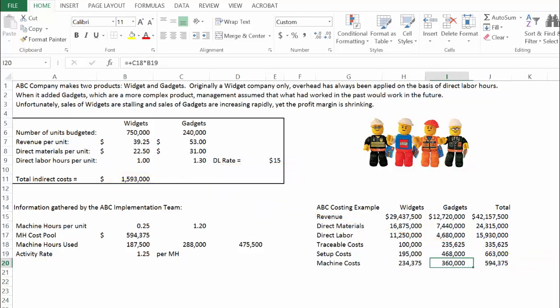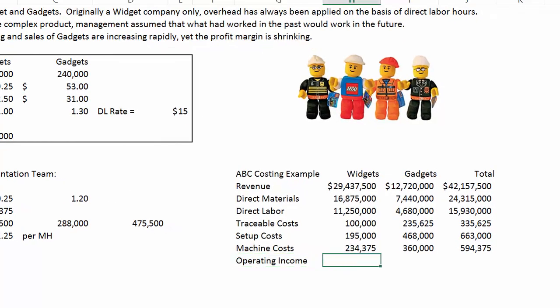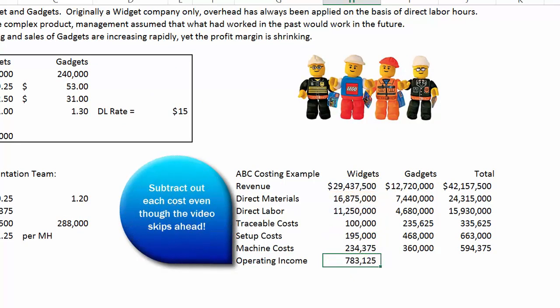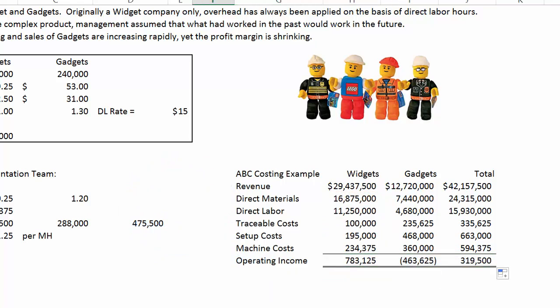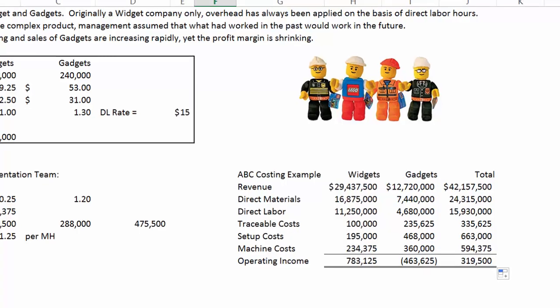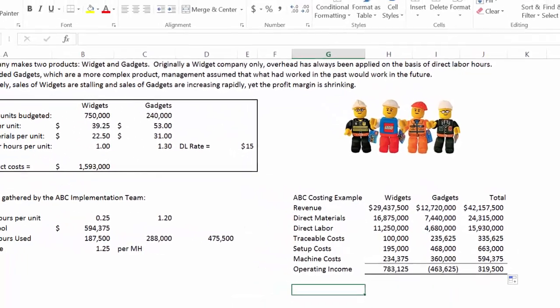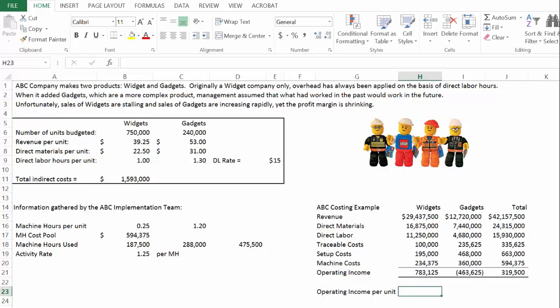So now it's time to add our operating income row to this, and we're just going to take our revenue and subtract out each of the costs and bring that across. And now we can see a different story here. Widgets are actually making a lot of money. Remember, we had that cost per unit or operating income per unit, and we took the operating income and divided it by the number of units. And so we're actually making $1.04 a unit on each of our widgets.